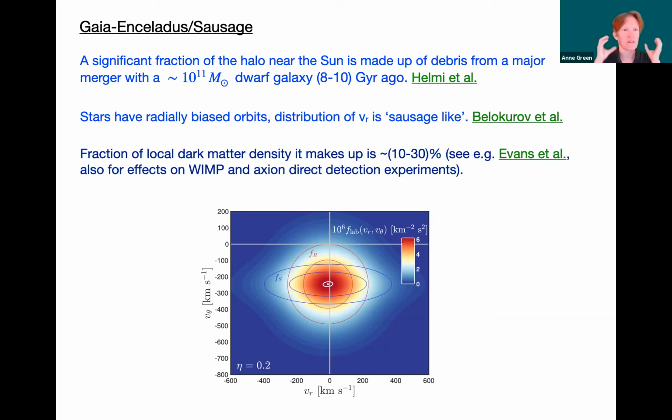So this is something that's definitely there. The stars have been seen. The difficult question is how much dark matter is associated with this. This is where you have to do simulations and try to reproduce mergers which end up producing a stellar distribution like this. It seems that about 10 to 30% of the local dark matter density is dark matter associated with this merger event, the Gaia Sausage. So it doesn't dominate the local density, but it's not negligible either.